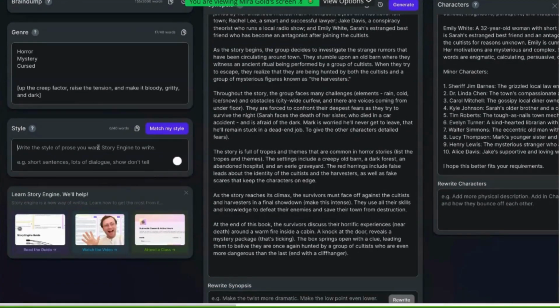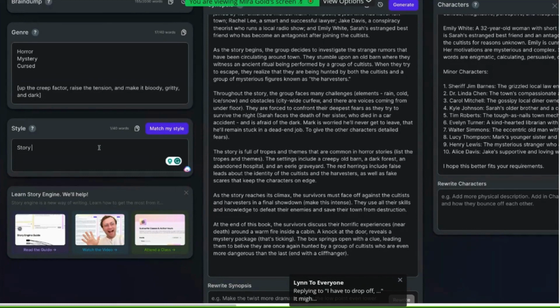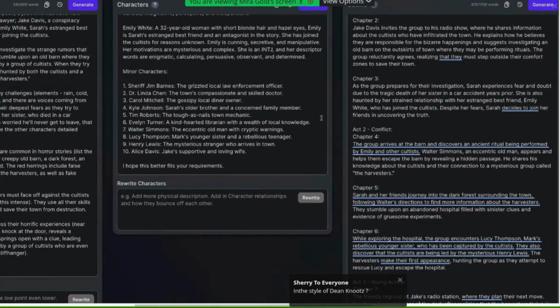So what do y'all think? What kind of story do you think this needs to be? Let's see. Unmute yourself and give me some suggestions for the story tone. What kind of story tone should I have for that chapter where the barn is and where they're worried about getting caught? So here, let's go back and take a look. The group arrives at the barn. They discover an ancient ritual being performed by Emily and the other cultists. So there's a secret passage and he shares knowledge.